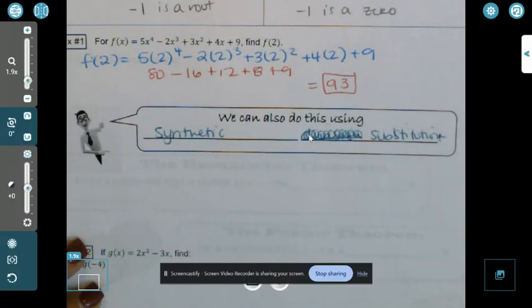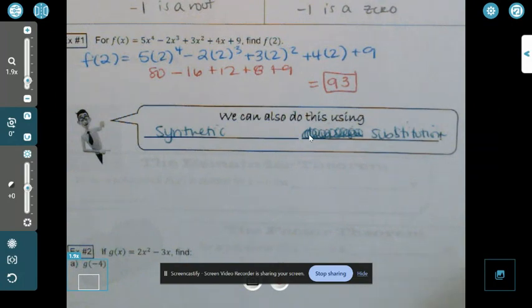For synthetic substitution, we're going to use our coefficients. Just be reminded when we're talking about coefficients that you look at your highest exponent and make sure you have one of every single exponent that there is. For instance, this one's starting with a 4, so I need to make sure I have a coefficient for 4, 3, 2, 1, none. If any of those are missing, you do have to put a 0 as a placeholder.